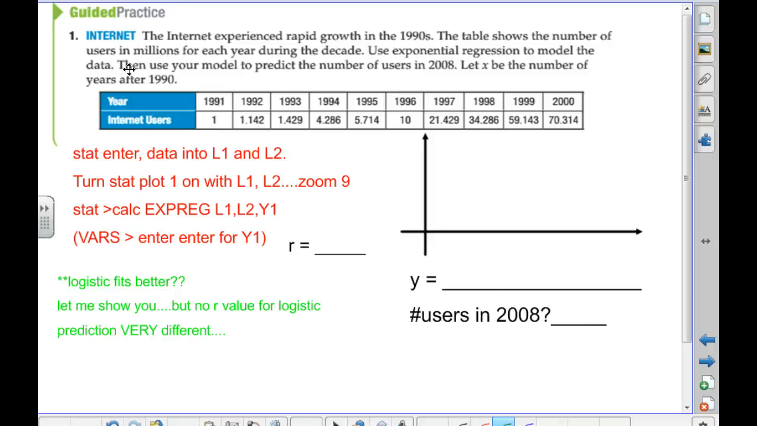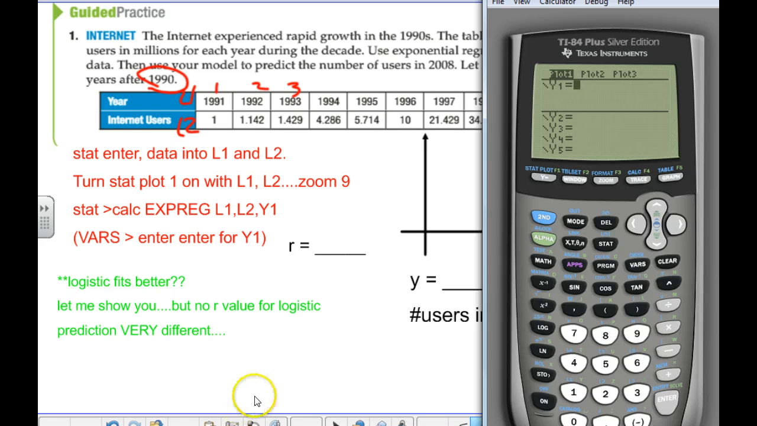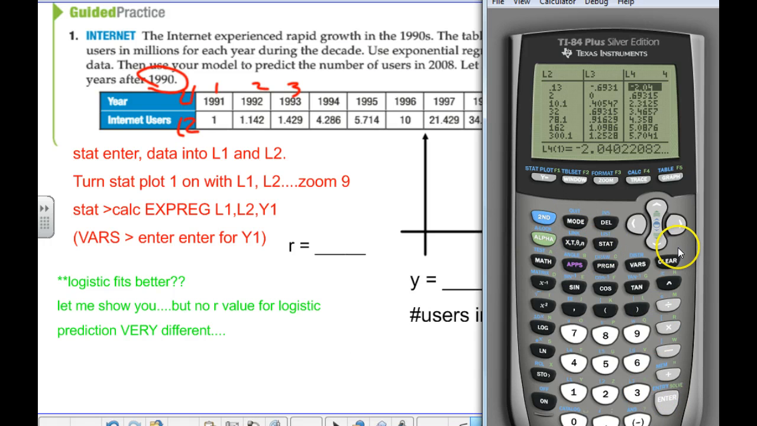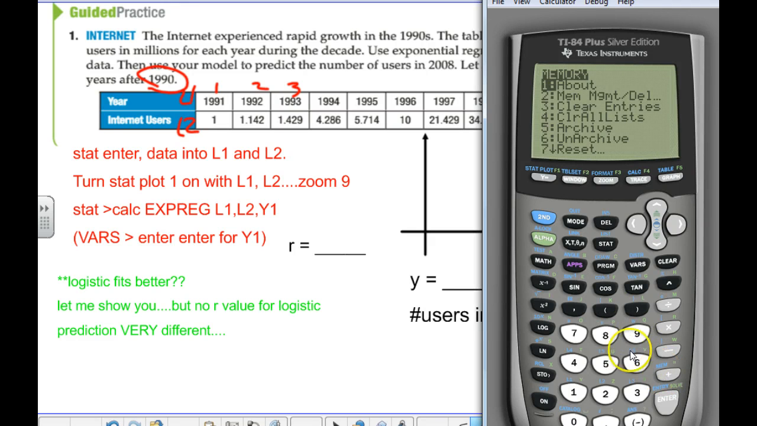Okay. We're going to use the model to predict the number in 1990. This is the trick, guys. You won't get the same answer I do unless you let X be the number of years after 1990. So we're going to put in 1, 2, 3, etc., all the way up to 10 in list 1. And into list 2, we're going to put this data. All right, it takes me forever to do this on this calculator. It's stat, enter. If anyone has a whole bunch of garbage in there like I do, a good way to clear all your lists at once is stat plus, and then clear all lists.